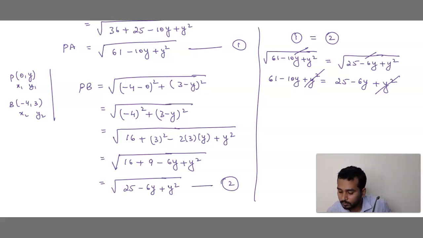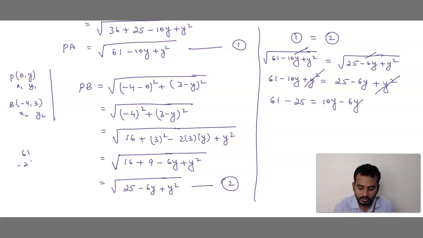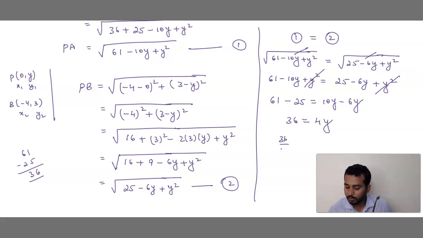So what happens? 61 plus 25 come this side, minus 25 is equal to minus 10y go that side, plus 10y minus 6y. 61 minus 25. In 61 if you subtract 25, how much? 11 minus 5, 6; 5 minus 2, 3. That's nothing but 36 is equal to 10y minus 6y, 4y. We want y. So 36 by 4 is equal to y. 4 ones are 4, 4 nines are 36.